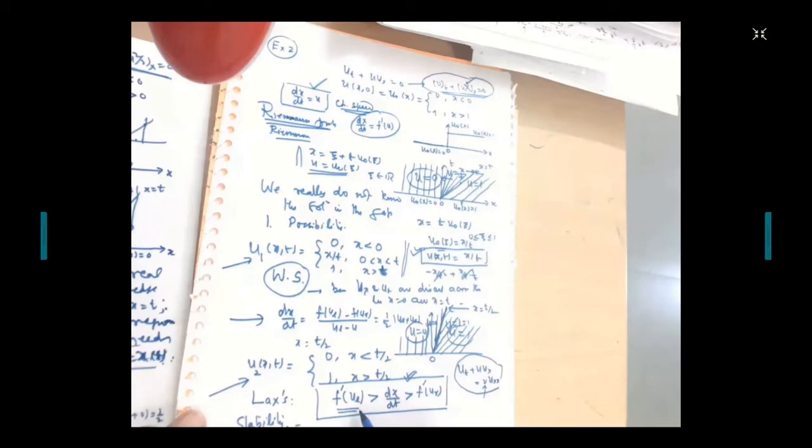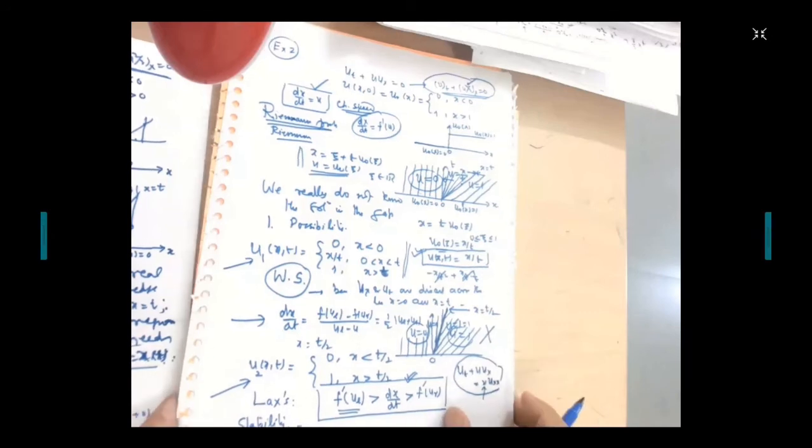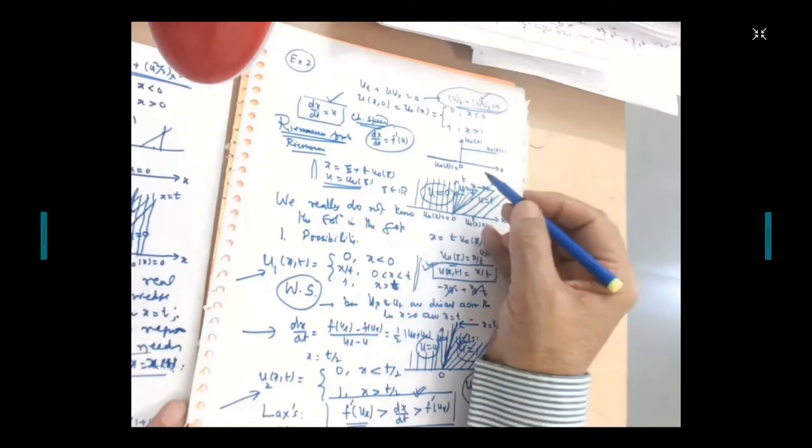It says that the characteristic speed on the left should be greater than the characteristic speed on the right. Here it is 0, here it is 1. It is less, and therefore it is violated. So this is not admissible. This is not admissible. So only the physically relevant solution.